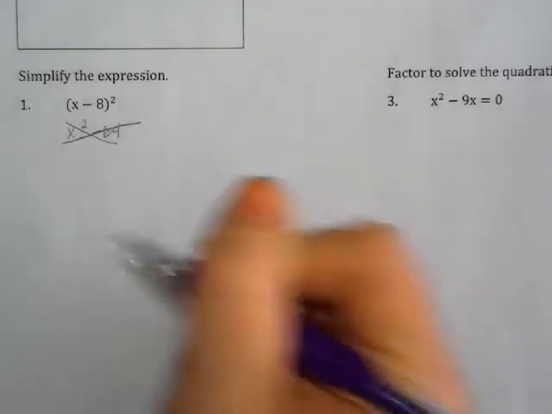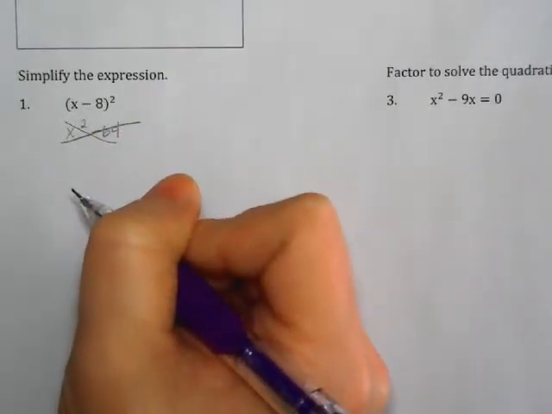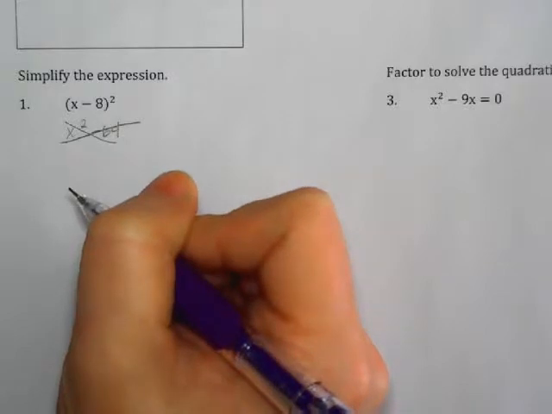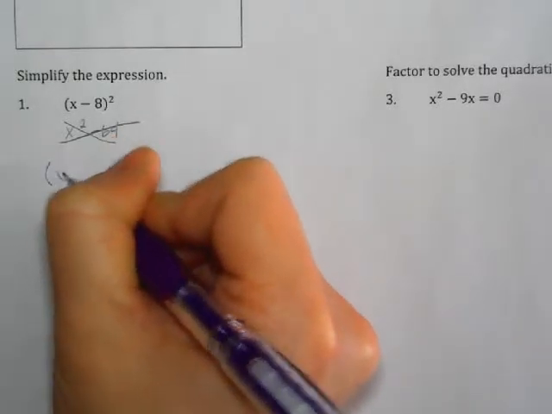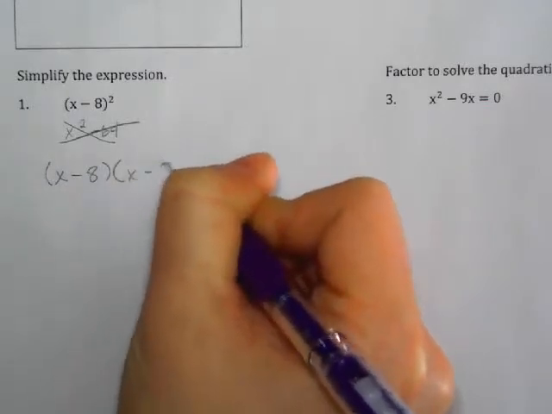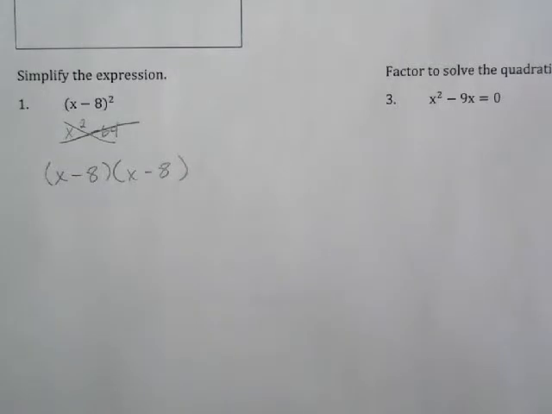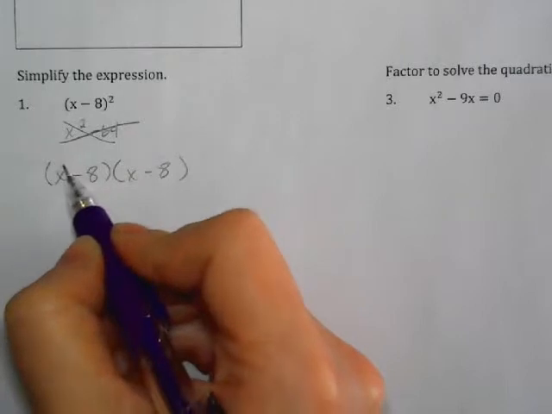So what's in the parentheses is what is being squared, and to square something means to do what? Multiply it by itself. So if we're multiplying x minus 8 by itself, then we have to multiply x minus 8 times x minus 8. Then we have to completely distribute. So you can use two different methods for multiplying this out. One is the FOIL method.